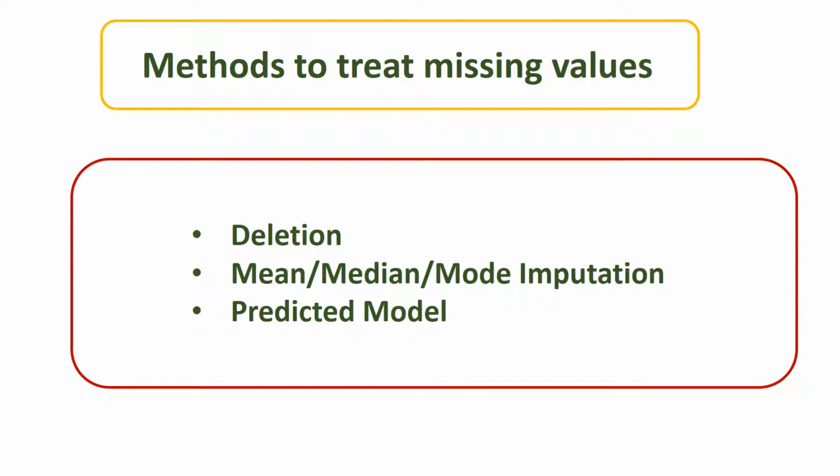And the next one is the predictive model. It is a sophisticated method. We can build a predictive model to impute the missing values. In this case, the data set can be split into two: one with non-missing values and another with missing values. The non-missing value data set can be used as training data to develop that model. Once the model is available, then the model can impute the data for the missing values.